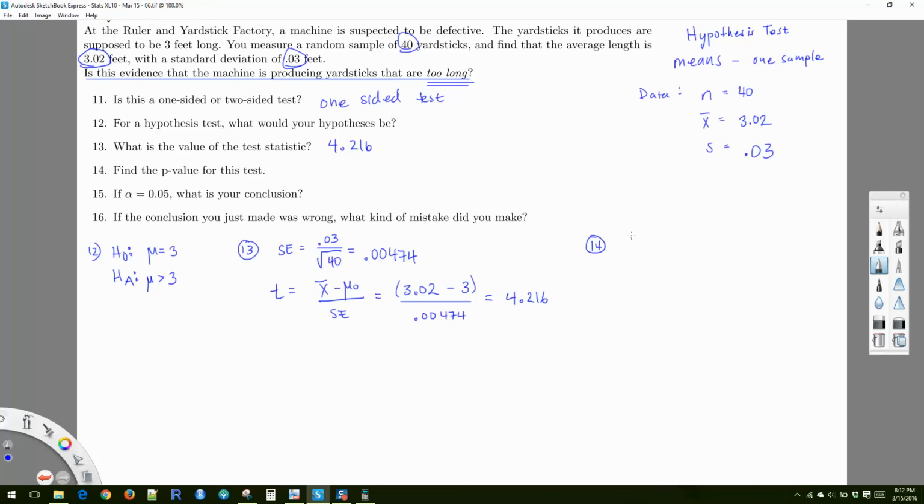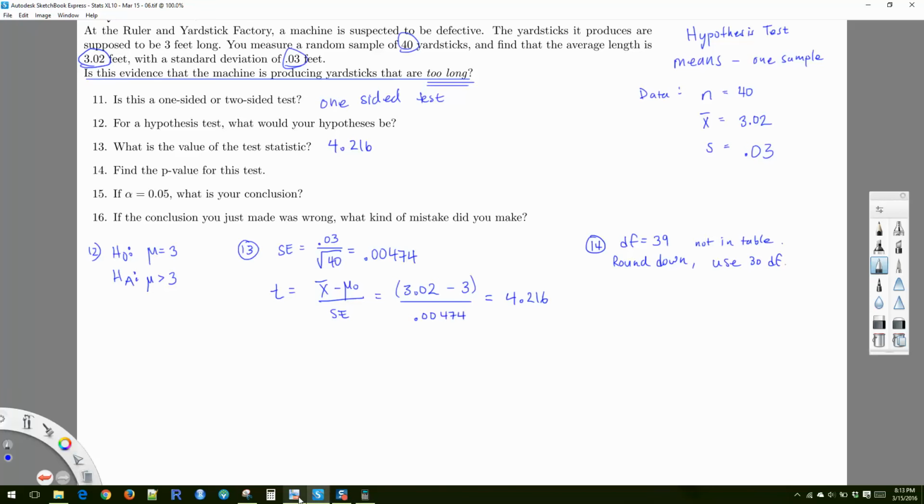How many degrees of freedom do I have? 39. 40 minus 1. I've got 39 degrees of freedom. But when I go to the table, I don't see 39 degrees of freedom. So we round down, okay? It's not in the table, so we round down and use 30 degrees of freedom.